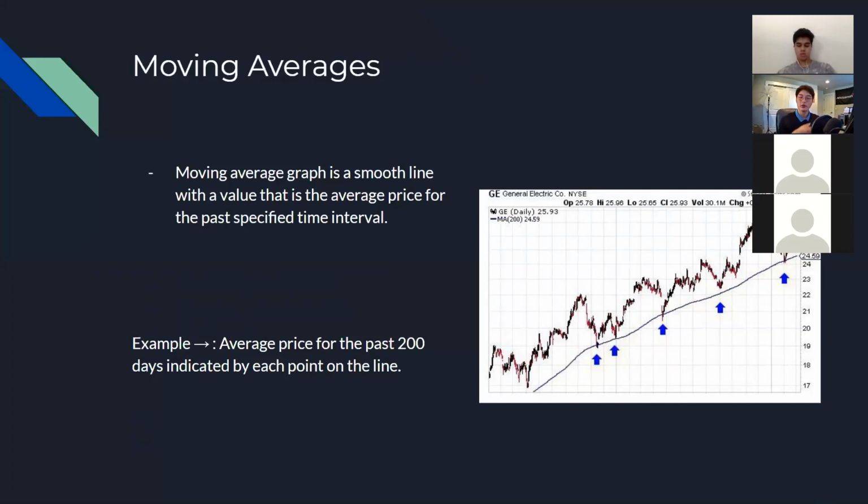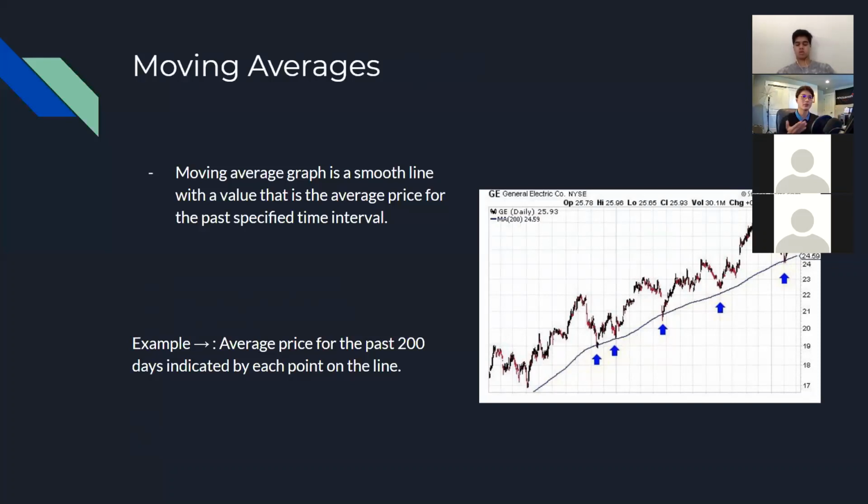If you see the moving average graph going up, it indicates a long-term uptrend, and the same vice versa. As you can see, it says MA200 under the GE daily, the General Electric, right? So if you see MA200, that means this line represents for each point the average share price over the past 200 days. If you see it going up, you'll realize, as I said, that that's an uptrend.